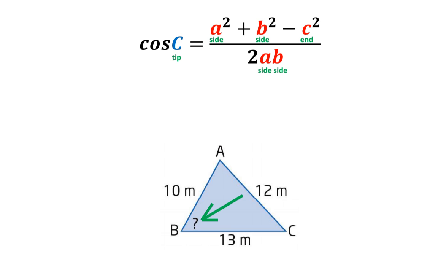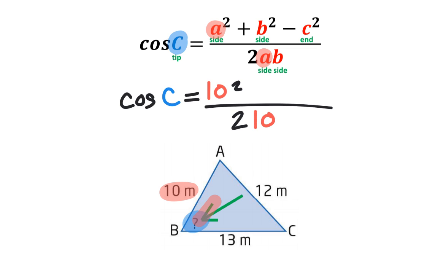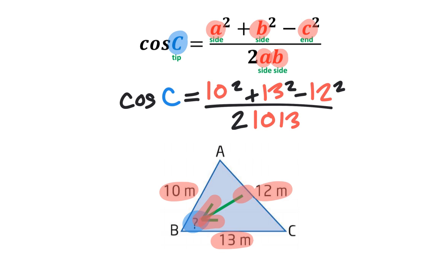Let's begin by replacing some of these variables with numbers. Uppercase C represents the tip of the arrow, and that is what we're looking for, so nothing is going to change. Lowercase a represents a side of the arrow, and I'm going to replace that with the number 10. Lowercase b represents the other side of the arrow, and I'm going to replace that with the number 13. And last, lowercase c represents the end of the arrow, and I'm going to replace that with the number 12.